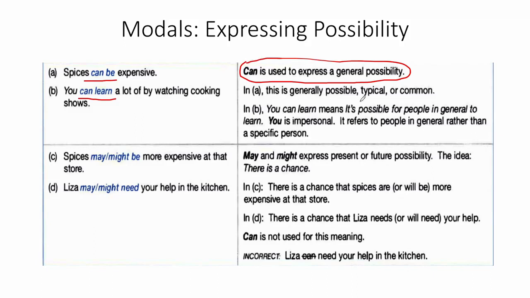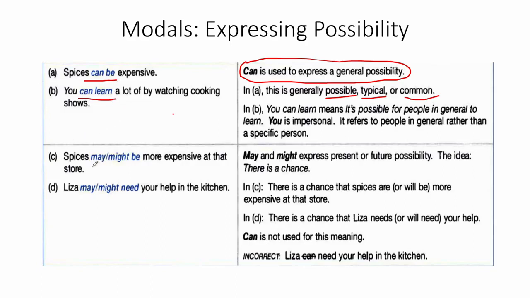This is generally possible, typical. This is what we mean by possibility: something that is generally possible, generally typical, generally common, something that generally can happen. So here we have the possibility that spices can be expensive, and the other possibility that you can learn a lot by watching cooking shows. So here the modal used is can, followed by the simple form of the verb.